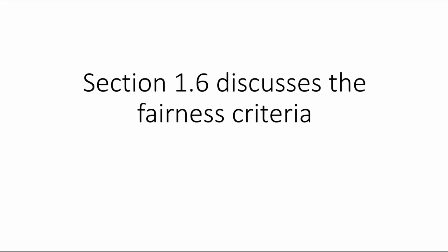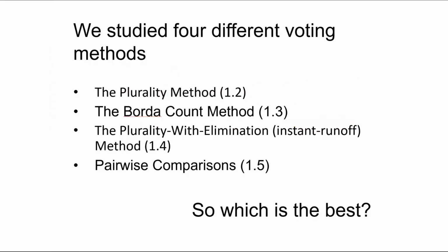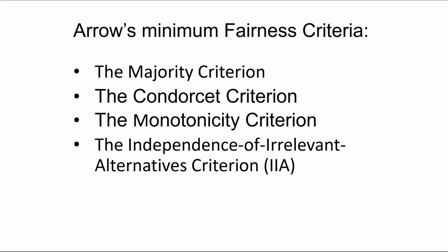The last thing we're going to talk about is fairness, and what I suggest you do is follow along with this and then go back through all the sections and look at how the fairness criteria is broken and upheld with each method. So we've studied 4 different methods, and now there are 4 different fairness criteria. We've got the majority, the Condorcet, the monotonicity, and the independence of irrelevant alternatives criteria. And this all has to do with Arrow, who we'll be discussing in our discussion board, but Arrow has done a lot of work on fairness of elections.